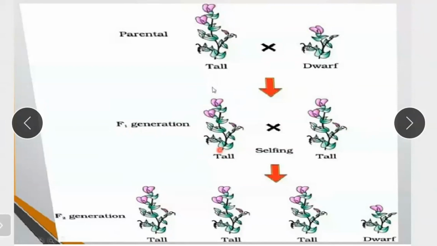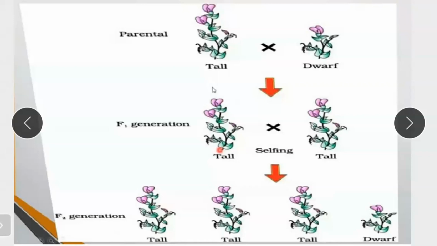Means what? Mendel called tallness a dominant character, while dwarf is said to be a recessive character, as it was not showing its presence. See, in the F1 generation, not a single plant is showing the dwarfness. So, Mendel concluded that the factors responsible for inheritance of characteristics are mostly present in pairs. So, now these factors are called what?